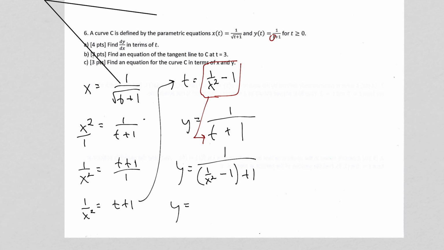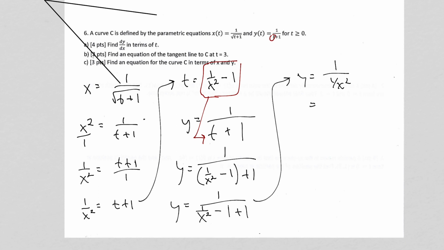So I'll simplify that briefly. 1 over x squared minus 1 plus 1. What happens real nicely there, the minus 1 and the plus 1 wind up canceling each other. So I get y equals 1 over 1 over x squared. And this is something we do a lot. I can copy, dot, flip, multiply by the reciprocal. That gives me 1 times x squared over 1, which just simplifies to x squared.